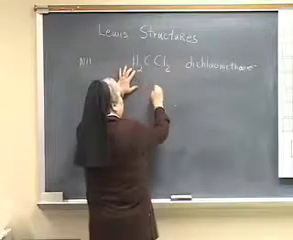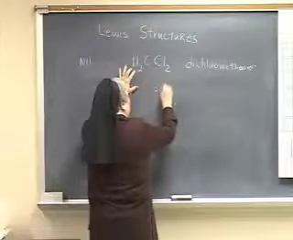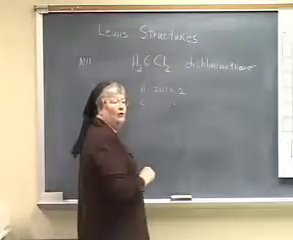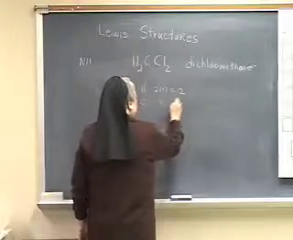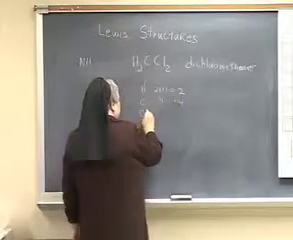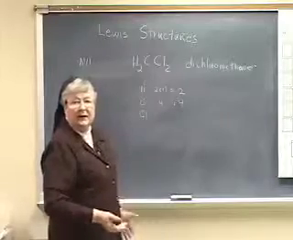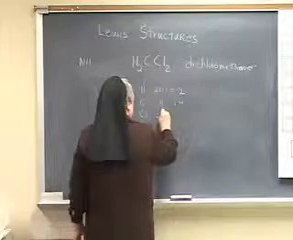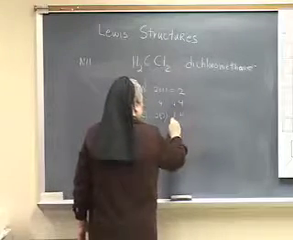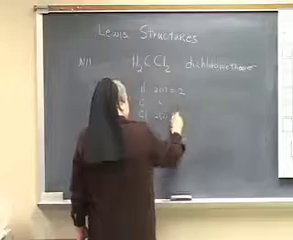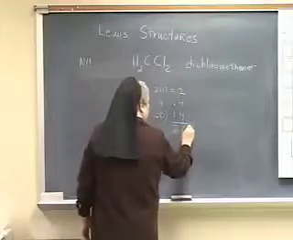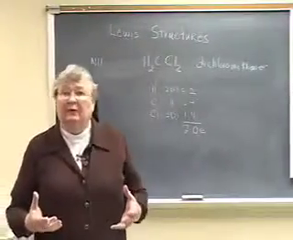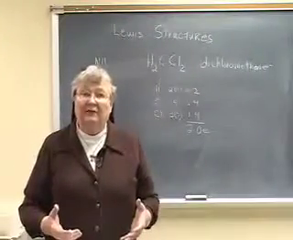We know each hydrogen brings 1, so 2 times 1 for the hydrogens. Each carbon in group 4A brings 4, and each chlorine in group 7A of the periodic chart brings 7, but we have 2 of those, 14. So 2, 6, 20 electrons to work with. So we have 20 valence electrons to work with. That's the first step, getting the total valence electrons.